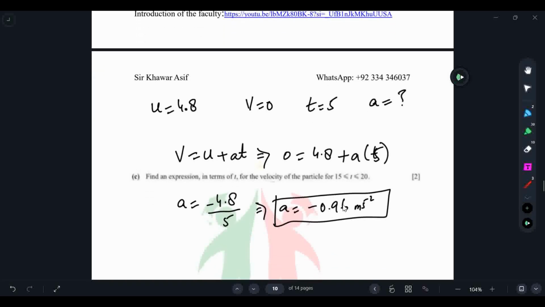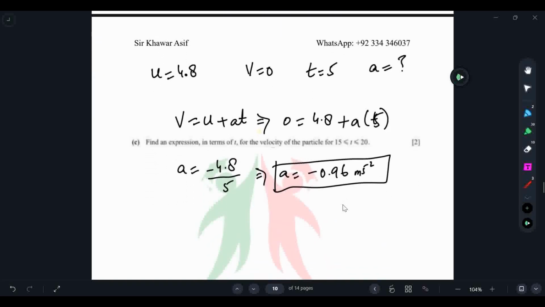So now we need to find the velocity. We know that v will be equal to 4.8 plus the acceleration, which was minus 0.96, into t. Basically we need to add it, so minus 0.96 into t.